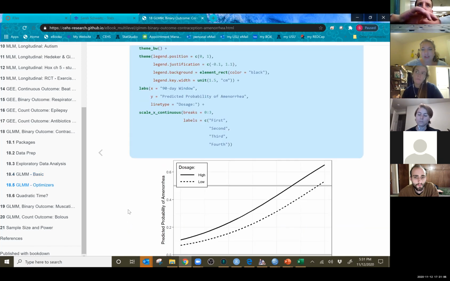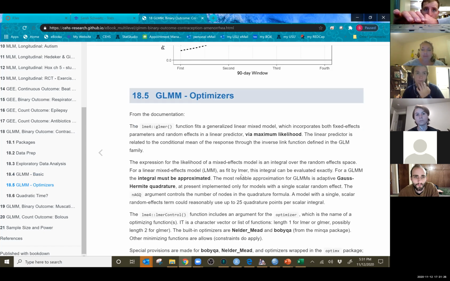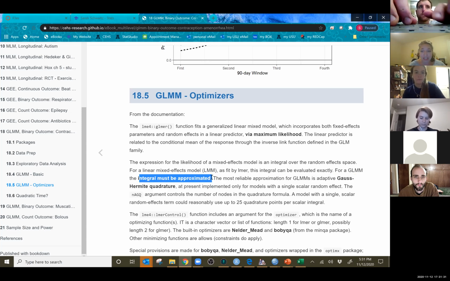Okay. Now, last thing, optimizers. So we're doing maximum likelihood, but again, it's maximizing the likelihood not by a closed form, but by kind of a different computer algorithm. So we can have the integrals being solved by approximation. And this is where SPSS dies, essentially, on a lot of models.